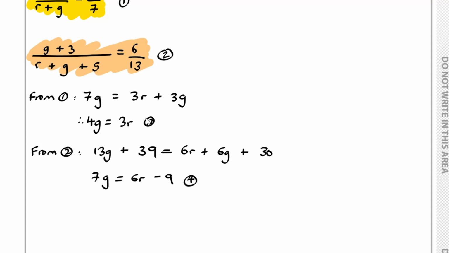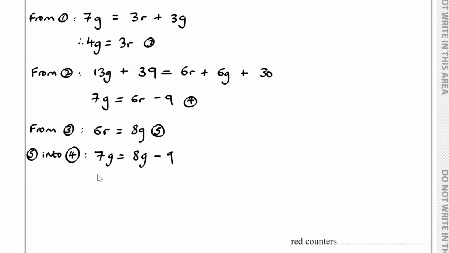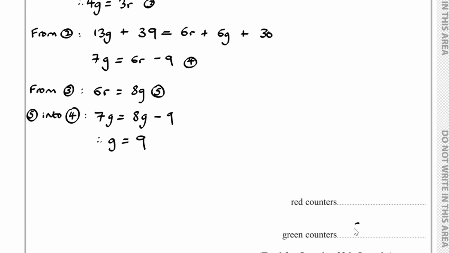And if we take a look at equation 3, we can now solve these equations simultaneously, equation 3 and 4 simultaneously. From equation 3, we can multiply by 2, so we end up with 6r equals 8g. And now we can replace this 6r with 8g. So if I call this equation 5, and now substitute in 5 into 4, we've got 7g equals 8g minus 9. In other words, g, that's equal to 9. So the number of green counters is 9.